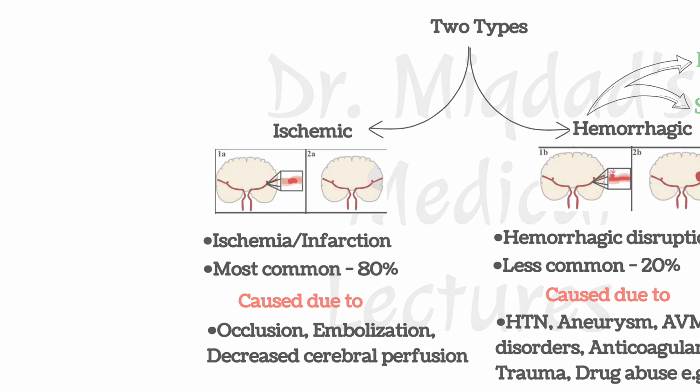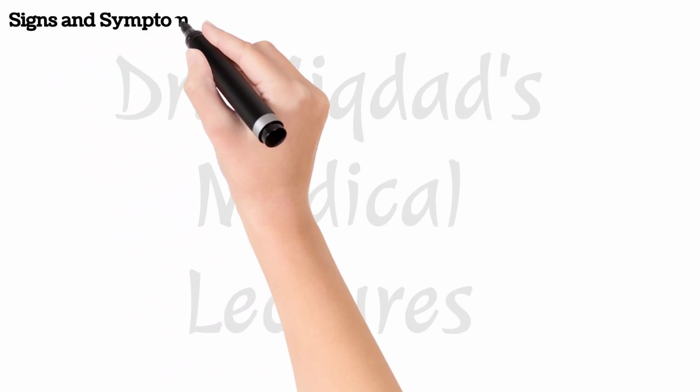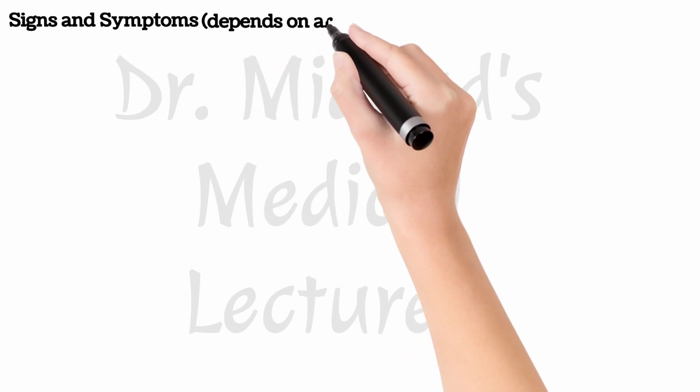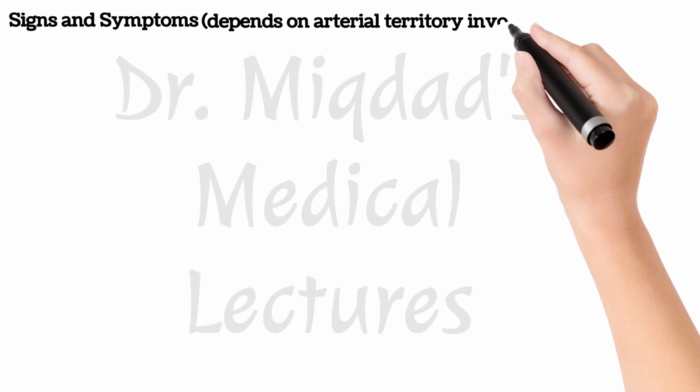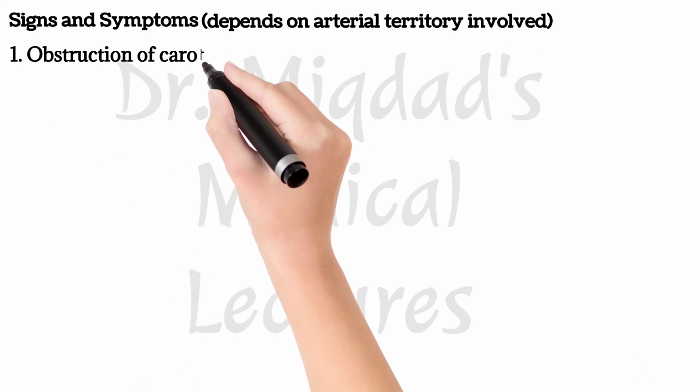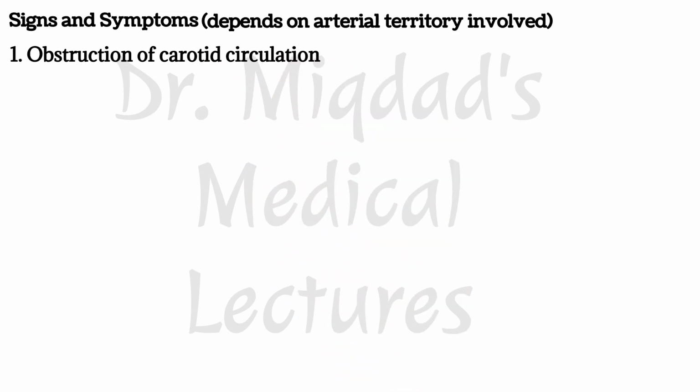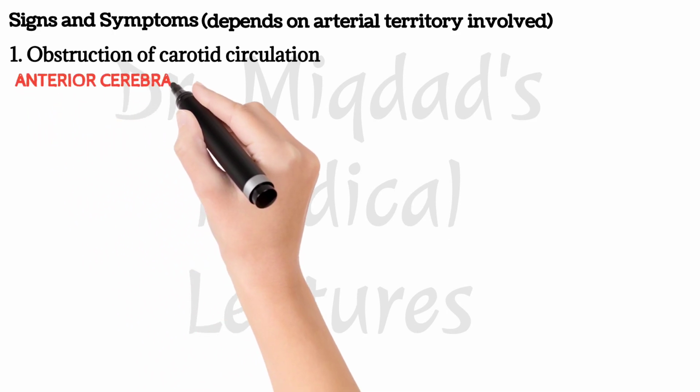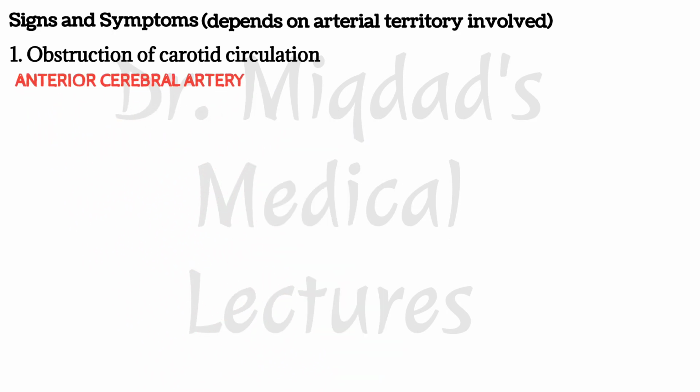Now let's discuss signs and symptoms. They basically depend on the arterial territory which is involved. So first we discuss anterior circulation, or carotid circulation. In carotid circulation, let's begin with the anterior cerebral artery. If this artery is blocked proximal to the anterior communicating artery, usually the person doesn't develop any signs or symptoms, as the blood flow is compensated from collateral circulation.